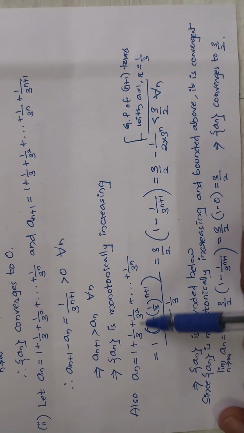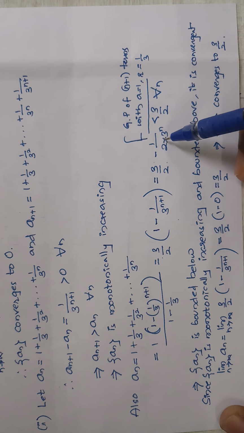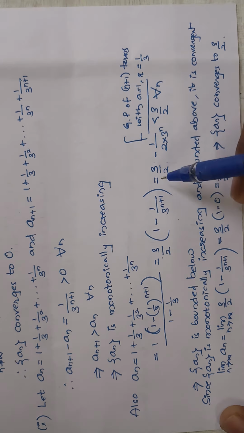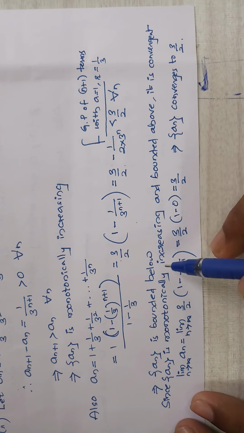Also a_n is equal to 1 plus, this is of the form of a GP, so we use the general formula for that. Here a is equal to 1 and r is equal to 1 divided by 3. So 1 into 1 minus 1 upon 3 to the power n plus 1, divided by 1 minus 1 divided by 3, which is 2 by 3. After arrangement of terms, it will become 3 divided by 2 into 1 minus 1 divided by 3 to the power n plus 1. This value is less than 3 by 2 for all n belongs to N. So therefore, a_n is bounded above.